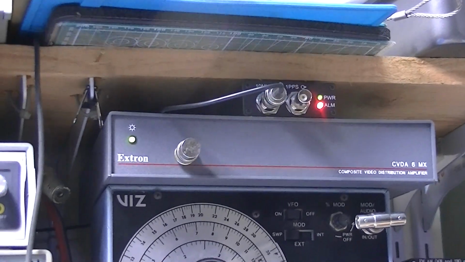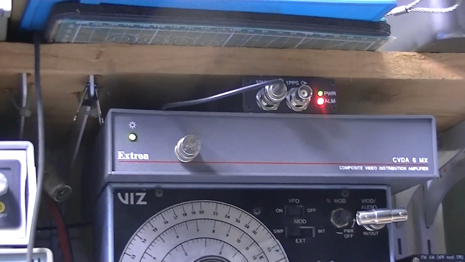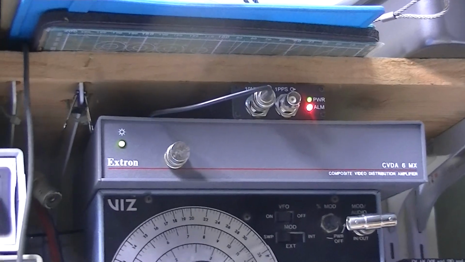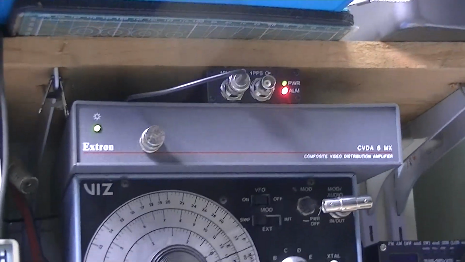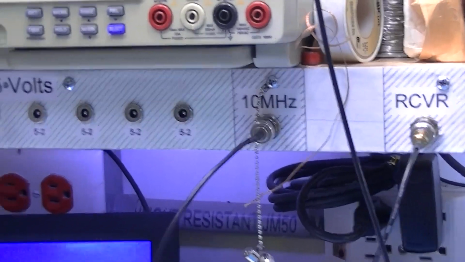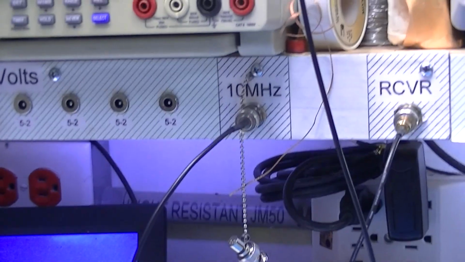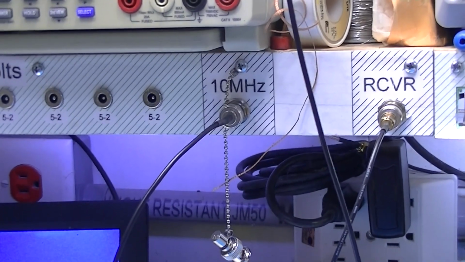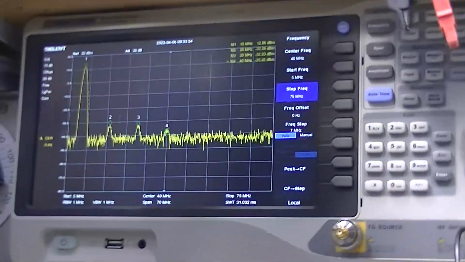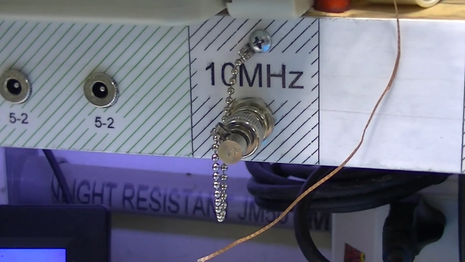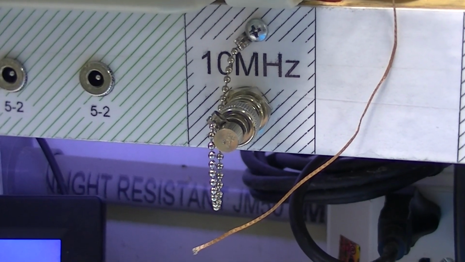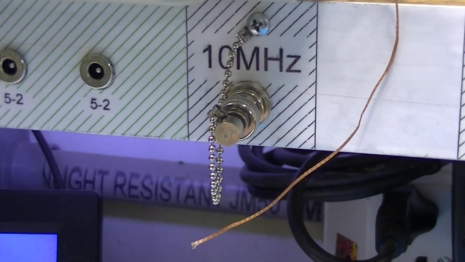So here's the oscillator and distribution amplifier tucked under my shelf. Actually, it's holding the RCA in place. And then on my shop distribution panel, I have a 10 megahertz output. And there it is on the spectrum analyzer. And when it's not in use, I'll cap the 10 megahertz outlet with a terminated BNC cap.